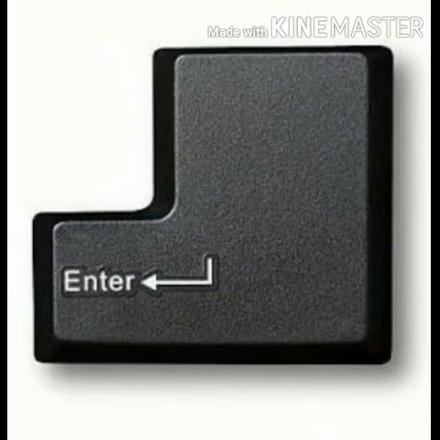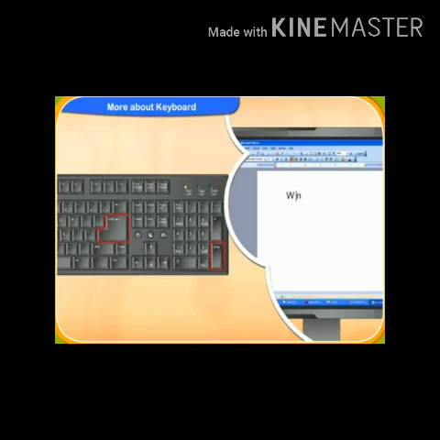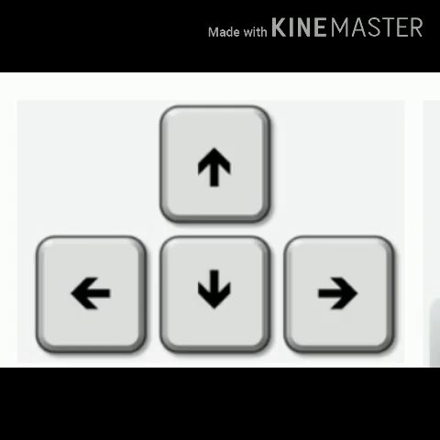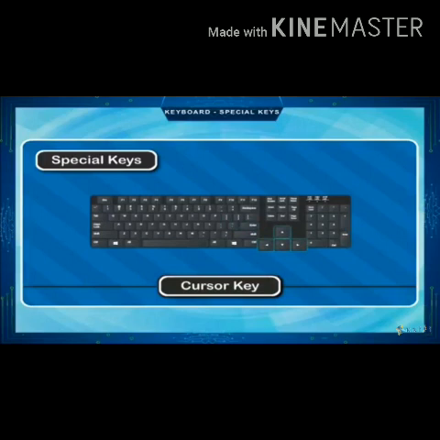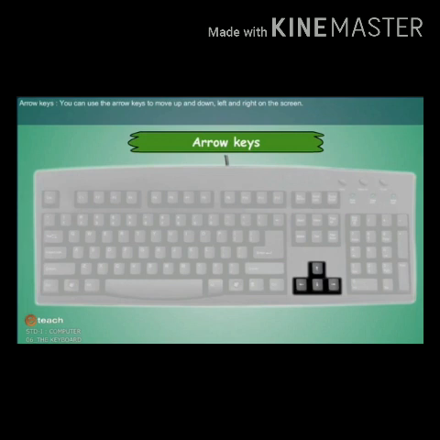Next, enter key. There are two enter keys on the keyboard. It is used to move the cursor to the next line or to start the next paragraph. Next, arrow keys. The arrow keys are also called cursor control keys because they are used to control the cursor over the screen in up, down, right and left directions. And there are 4 arrow keys on the keyboard.